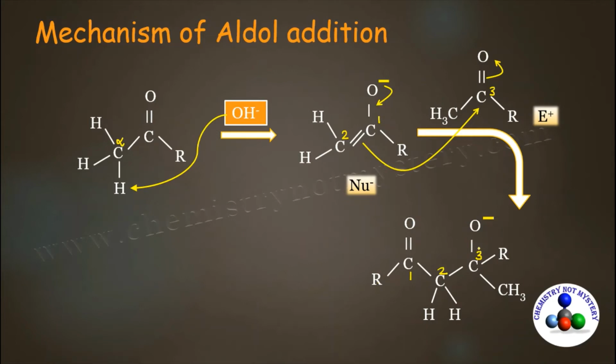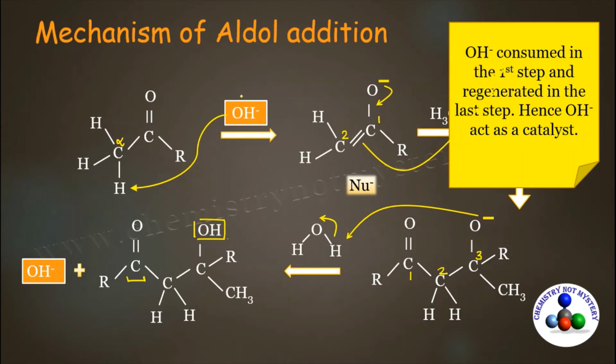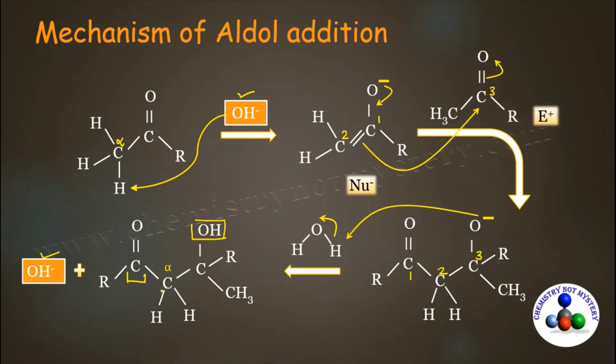Now this anion will abstract hydrogen from the water molecule. Here OH minus ion that is consumed in the first step is regenerated in the last step. That's why it acts as a catalyst. Now name this molecule. Here ketone is the primary functional group and OH is the secondary functional group. Carbon bonded to primary functional group is the alpha carbon and the carbon next to it is the beta carbon. Here OH group is bonded to beta carbon. So the name of this molecule will be beta hydroxy ketone.